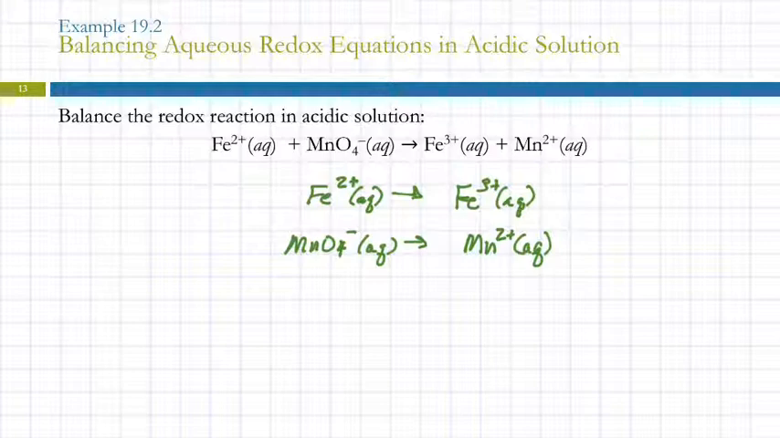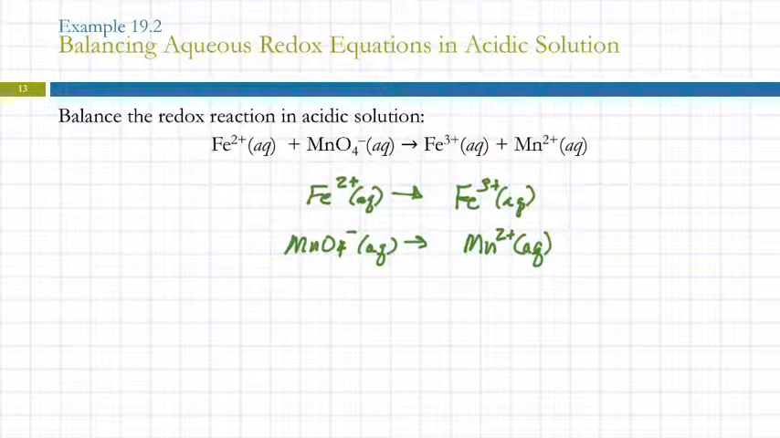Balance with respect to, not charges first, mass first. Yeah, so we want to get all the atoms to balance first. So the first one's easy, right? It's already done. The second one, we have one manganese on each side, but there's 4 oxygens over here. So we can't just add coefficients. We have to introduce oxygen. And how do we do that?